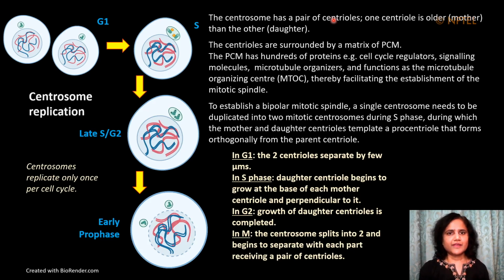In G2 phase, the growth of the daughter centrioles has been completed, and in M phase, the centrosomes, finally, that is the PCM part of it also, splits into two, and it begins to separate. Each part of this centrosome has received a pair of centrioles.